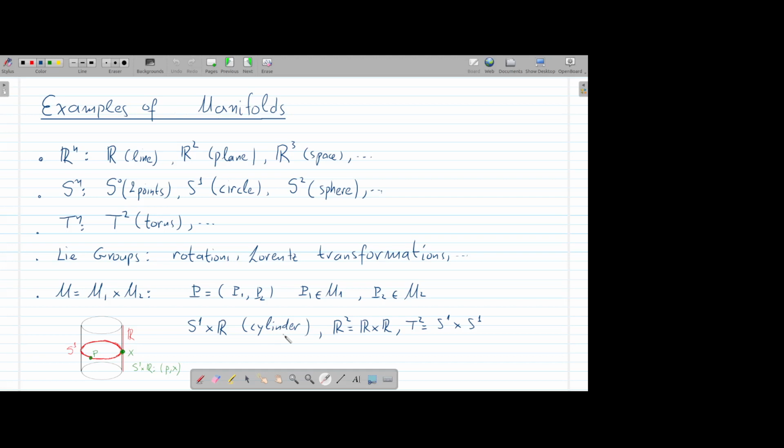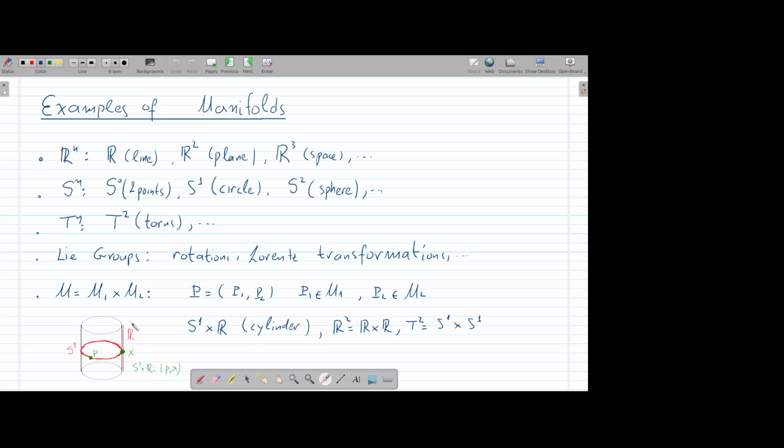But the concept of manifold is much more general than those spaces. For example, Lie groups, which play a very important role in physics, are cases of differentiable manifolds. For example, rotations or Lorentz transformations are differentiable manifolds. Manifolds can be constructed by taking the product of two different manifolds, M1 and M2. So if M1 and M2 are already differentiable manifolds, by taking pairs of points from each one of them, we can form a larger manifold, which is the product of those two.